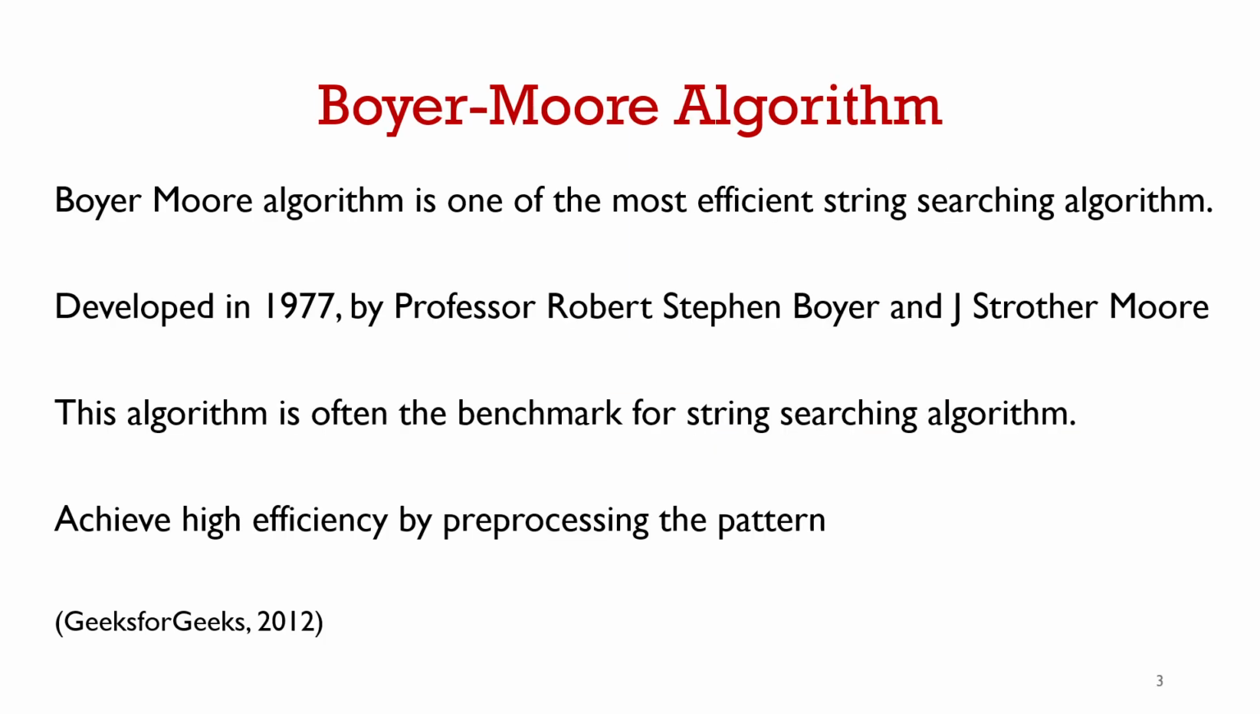To solve pattern matching efficiently, we have the Boyer and Moore algorithm. The algorithm was developed in 1977 by Professors Boyer and Moore, hence why it's called the Boyer and Moore algorithm. It is one of the most efficient string searching algorithms and often the benchmark for pattern searching. The Boyer and Moore algorithm achieves high efficiency by pre-processing the patterns. We'll talk about it later in the presentation.